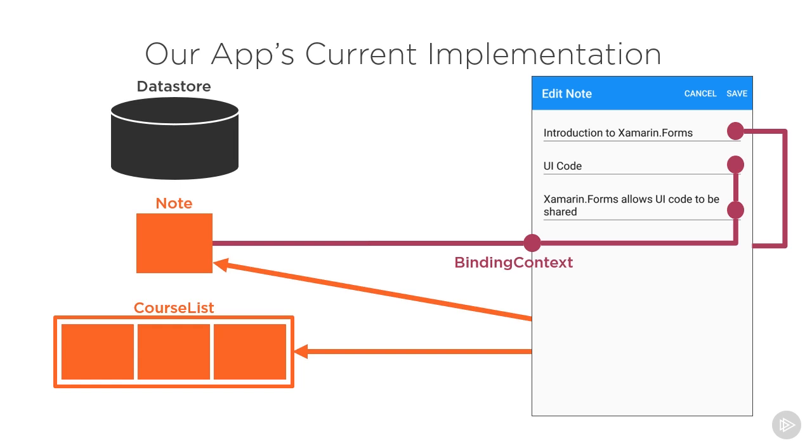But in addition to the course list, the picker also needs to use data binding to access the course that's part of the current note. So to do that, it uses the page's reference to the note, and once it gets to the note, it can access the course within that note.